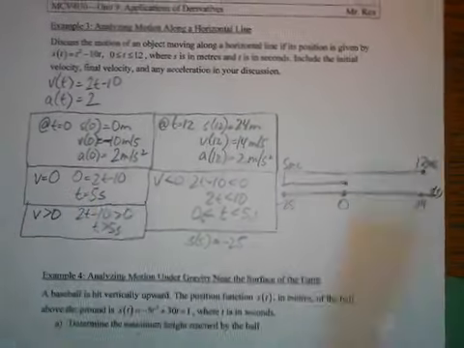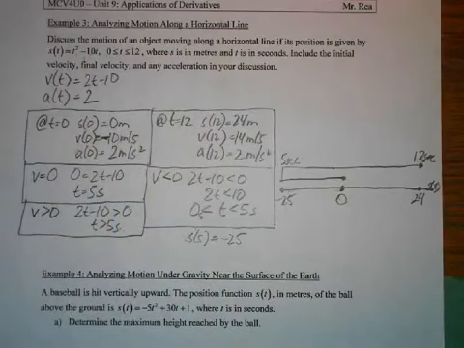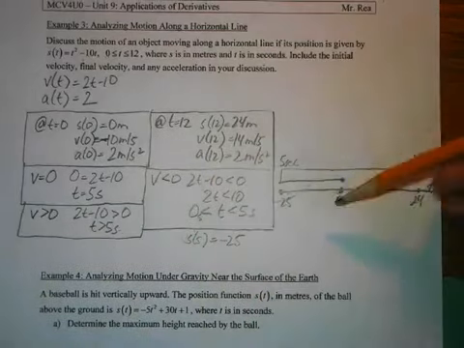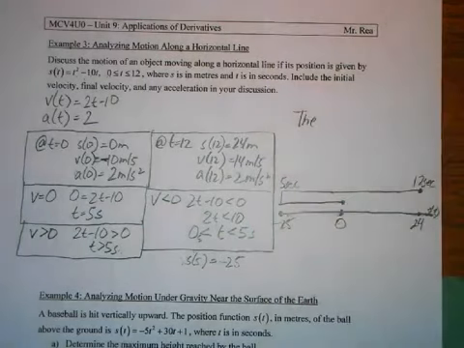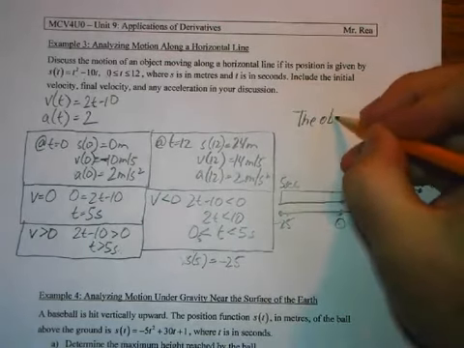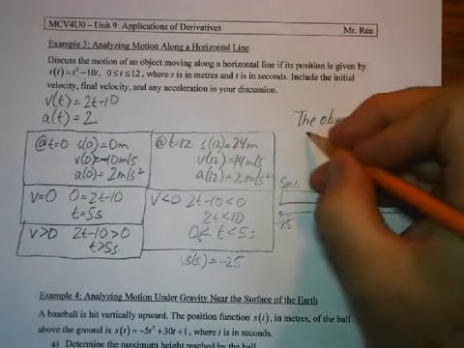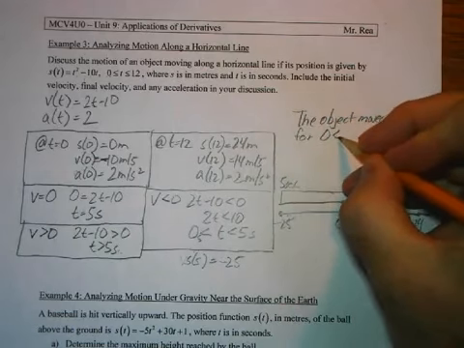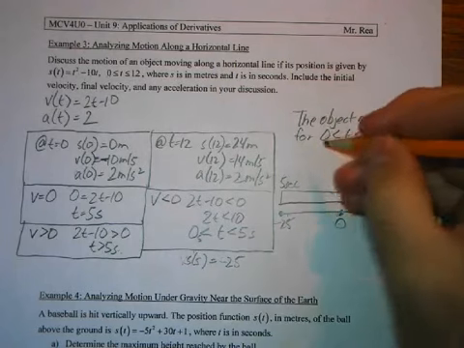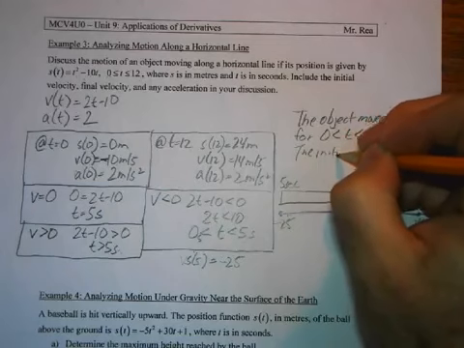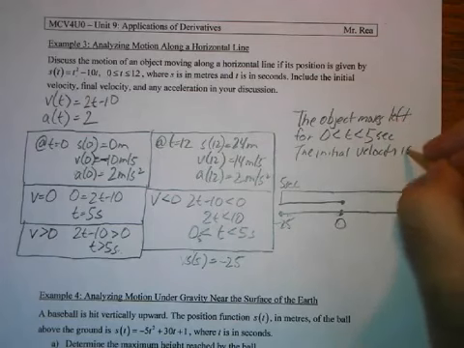Okay, now, like I said, this is a pretty open-ended question. All they really asked for was this information, but they wanted you to discuss it. So I guess I didn't really do a lot of discussing yet. So discuss means use words, which I always tell you guys. So the object moves left for t between 0 and 5 seconds. The initial velocity is negative 10 meters per second.